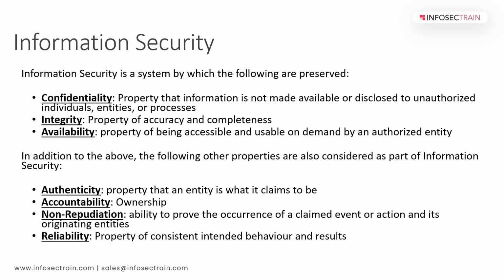Non-repudiation is the ability to prove the occurrence of a claimed event. That means you are going to repeat it when something is happening. You should be in a position to repeat it and see how that has happened. That is what non-repudiation is. And reliability is the consistency of the data behavior, the way that it's there.